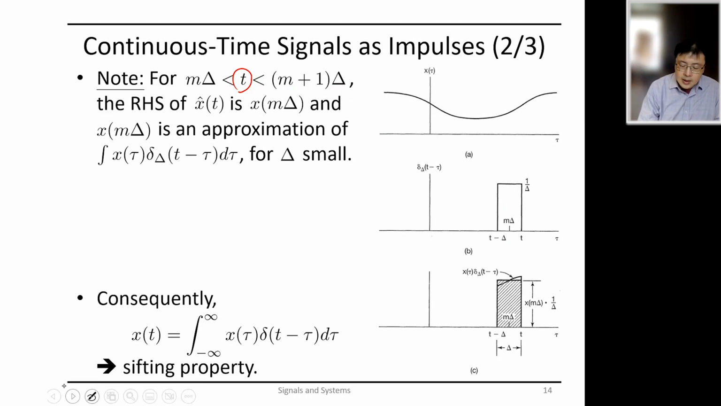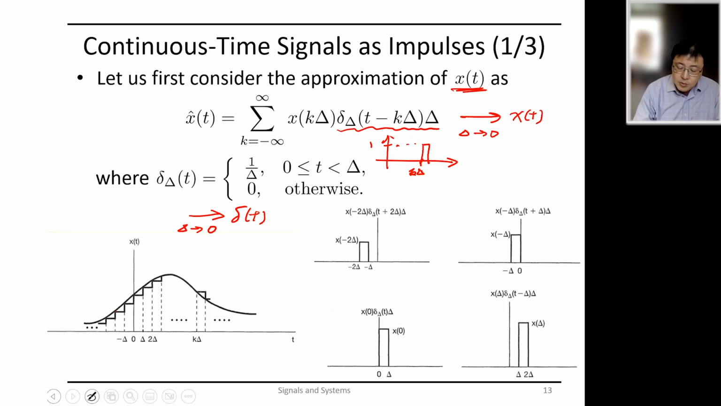So if you pick a value of t, suppose you pick a value of t here, between k delta and k plus 1 delta, then what is the value of x hat at this point?